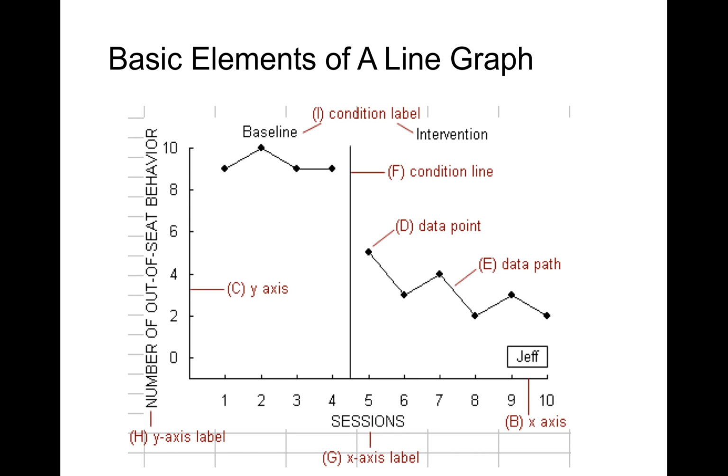Let's take a look at Jeff's graph. On Jeff's graph, you will notice that the number of out-of-seat behaviors is the y-axis label, and the x-axis label is number of sessions. There are 1 to 10 sessions. There are two phases in this graph. The labels are baseline and intervention. There are multiple data points in baseline and intervention, and as you can note, there are lines drawn between each data point which indicates the data path.